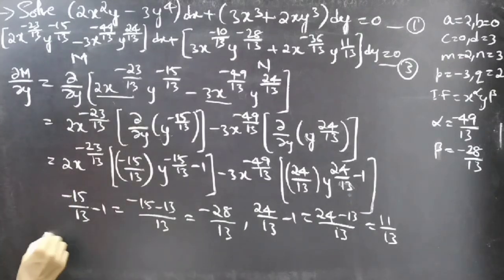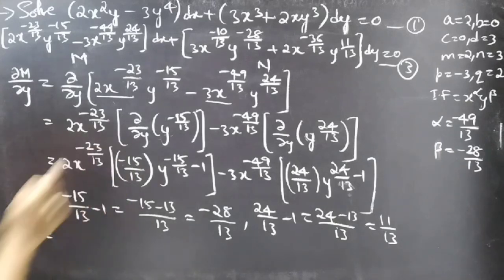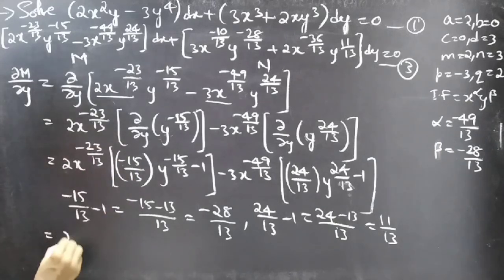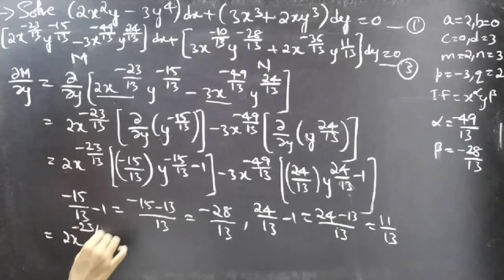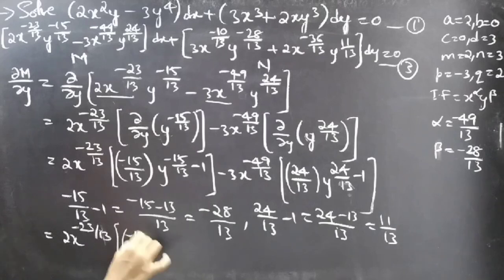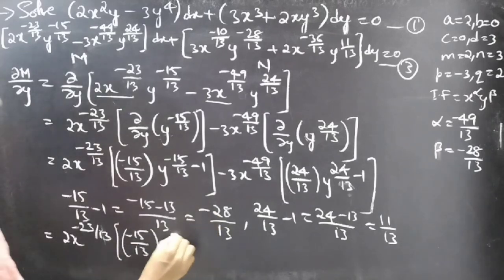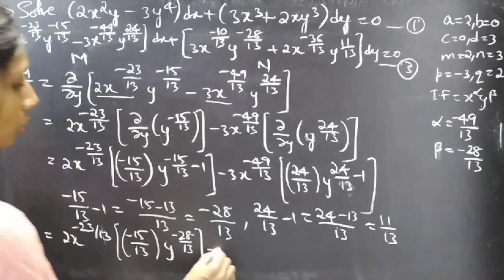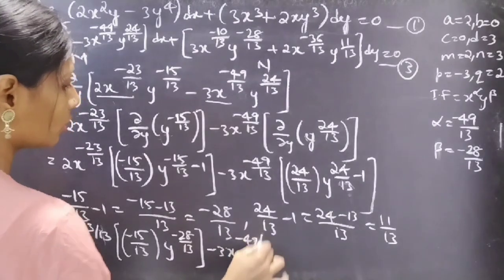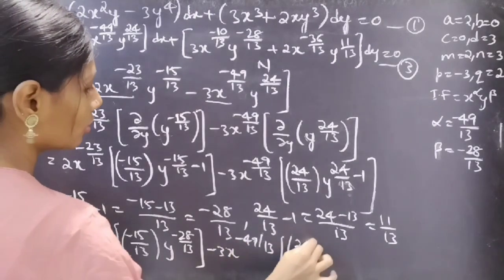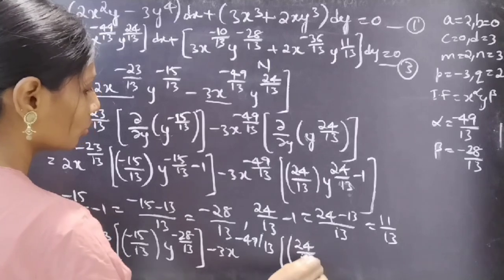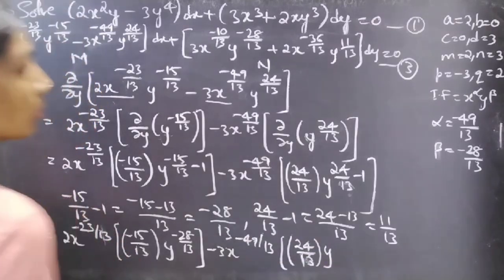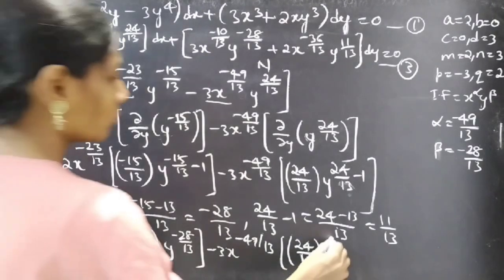Then this becomes 2 into minus 15 by 13, or just write one more step. Y power minus 15 by 13 minus 1 is minus 28 by 13, minus 3 into x power minus 49 by 13 into 24 by 13 into y power 24 by 13 minus 1, 11 by 13.